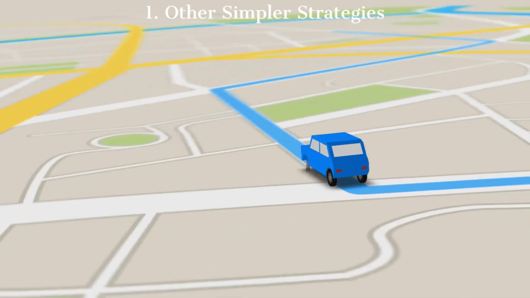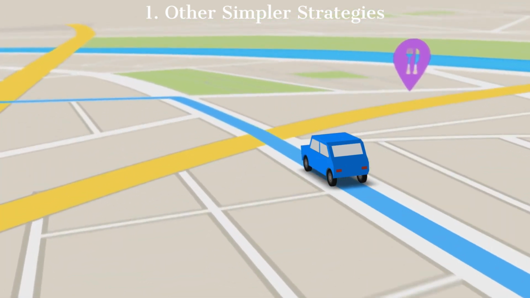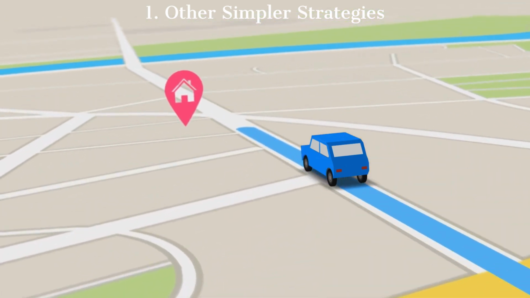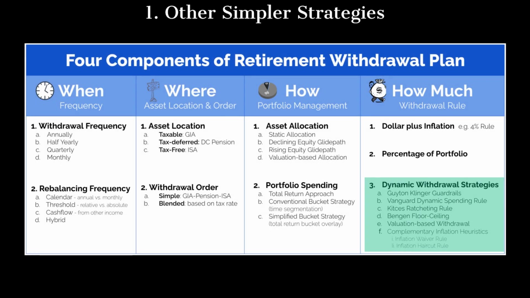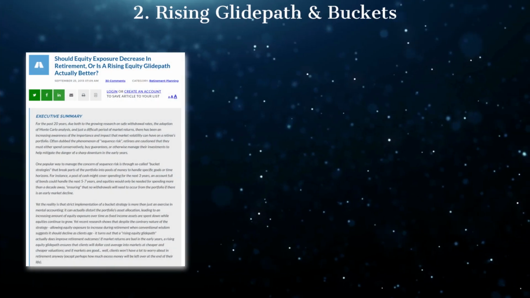Also, if you're planning to use a dynamic withdrawal strategy, you could add the rising equity glide path, but does it really make sense? Combining two complex strategies, one for withdrawal rates and the other for asset allocation, feels like overkill and way more effort than it's worth.